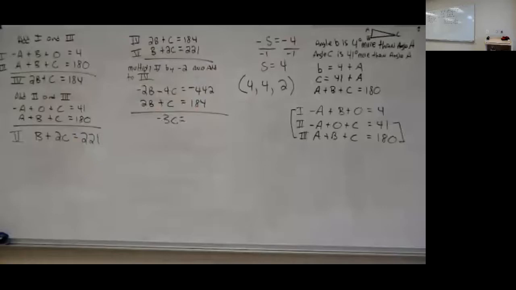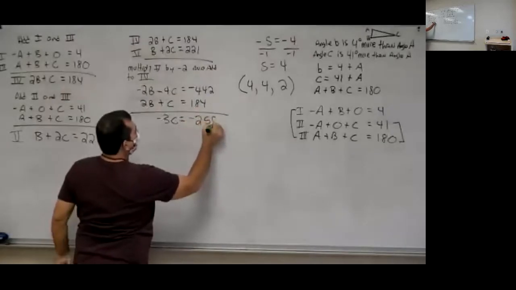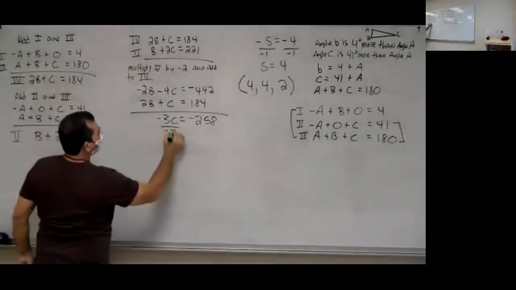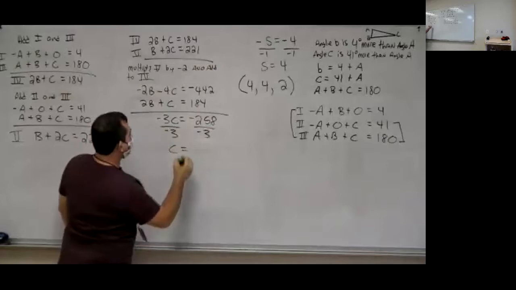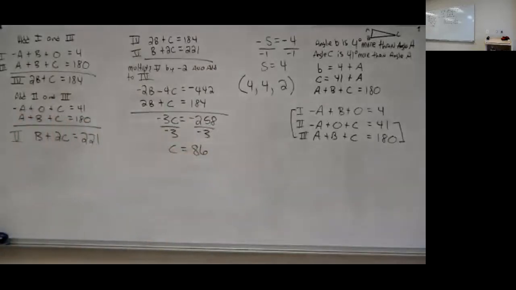And these ain't bad, you just have to figure out that third equation on this one. It's -258. Now divide that by that -3. It was 86. I now know that angle C is 86 degrees. So I've got about 94 more degrees to find on these two other angles, right?